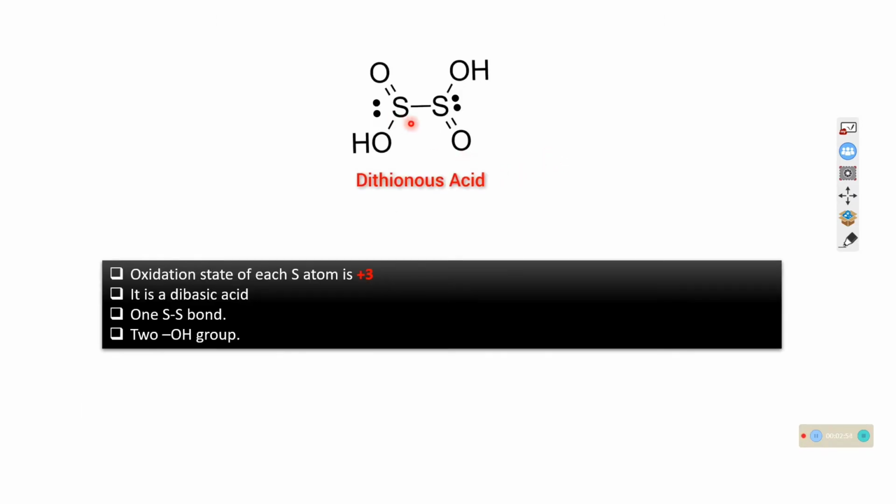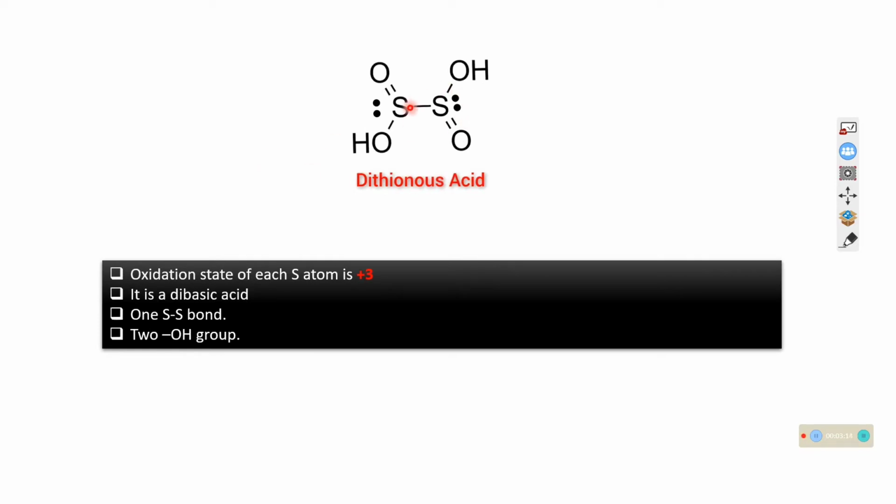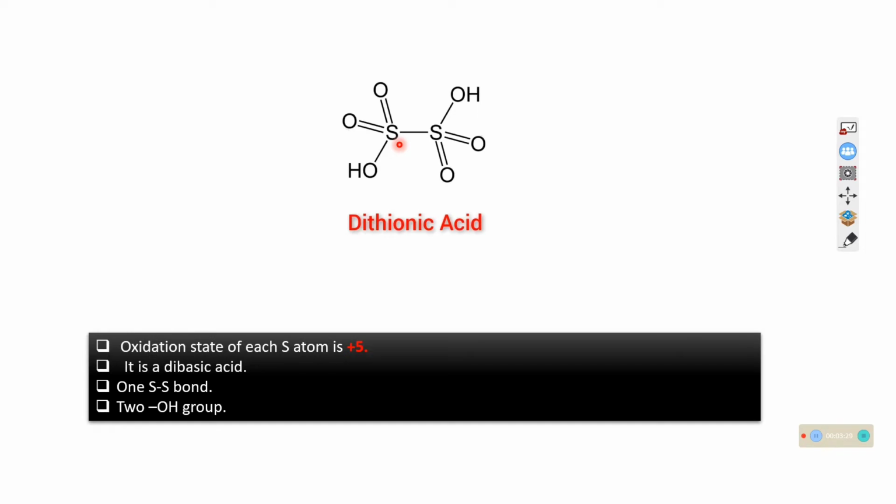Both the acids have an S-S single bond. Both the acids have two free OH groups, which means they are dibasic acids. From this structure, you can easily calculate the oxidation state of each sulfur atom. Here the oxidation state of each sulfur atom is +3, whereas in the case of dithionic acid, the oxidation state of each sulfur atom is +5.